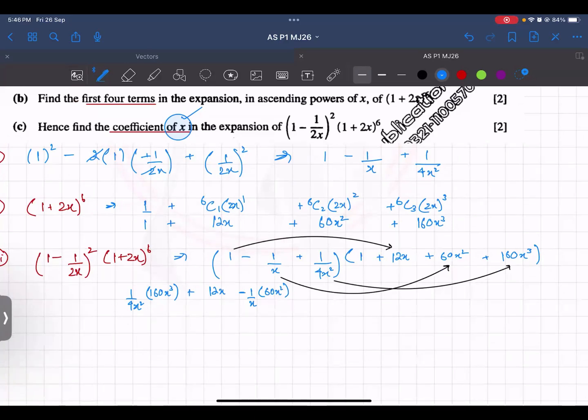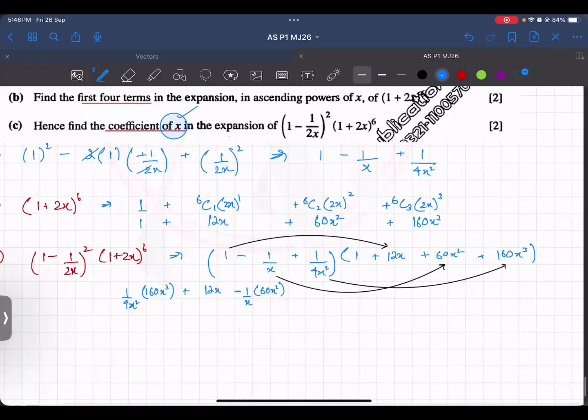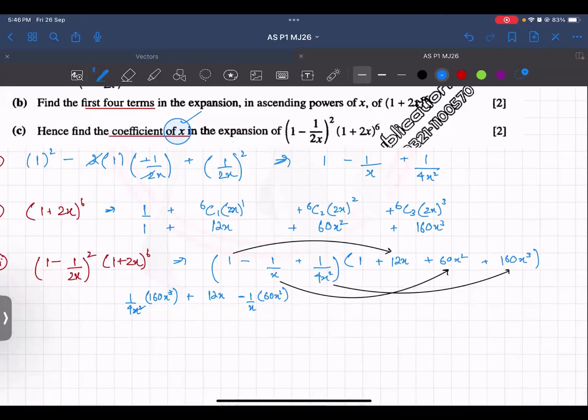You can do the complete expansion, but that would just take a lot of your time. You need to do the work efficiently. So this and this cancel out. This and this cancel out. So you are left with 160 upon 4 is 40x plus 12x minus 60x, which will simplify into 52 minus 8x. So this means the coefficient is minus 8.